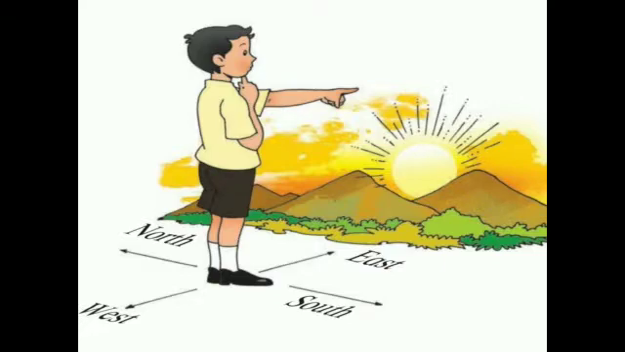Children, you can also stand in the same position and see the direction. If you face towards the east, you will see the west is behind, while north is to your left side and south is to your right side.